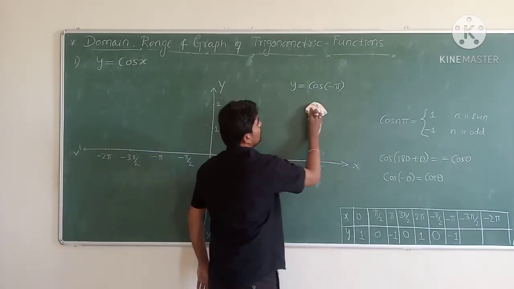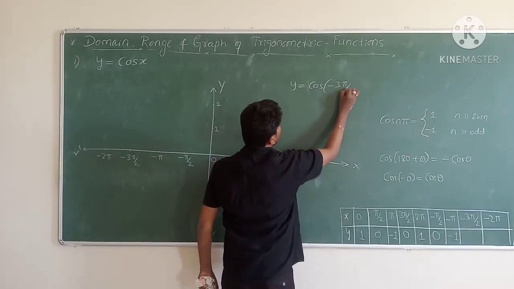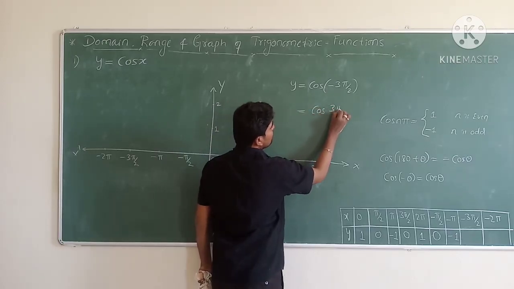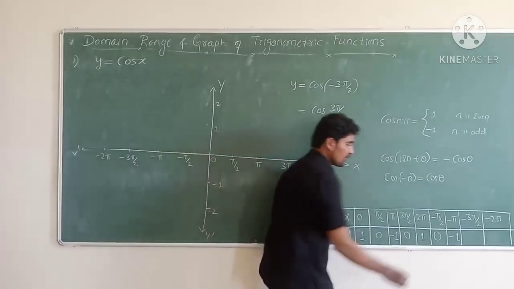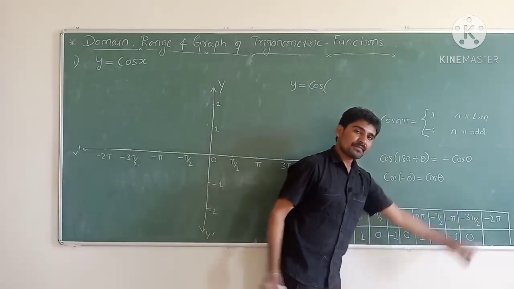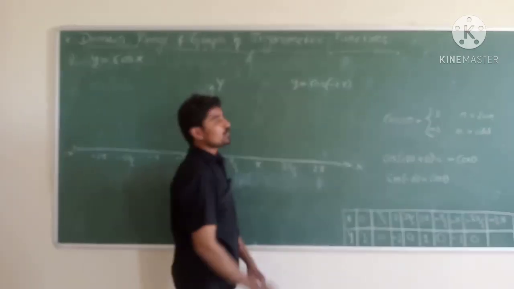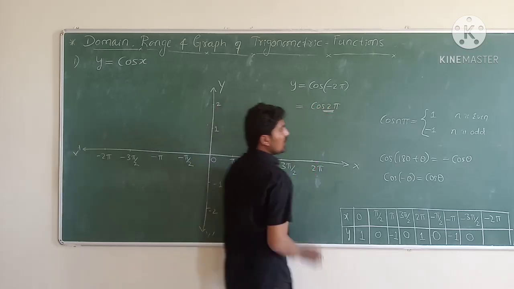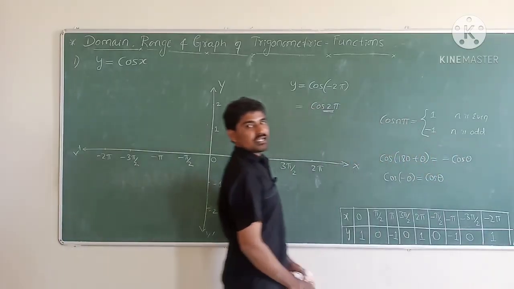And now, when x is equal to minus 3 pi by 2, y is equal to cos of minus 3 pi by 2, which is, as cos of minus theta is cos theta, cos of 3 pi by 2. Now the cos 3 pi by 2 value is 0. Next, when x is equal to minus 2 pi, the value of y is cos of minus 2 pi, which is cos 2 pi. So the cos 2 pi value is 1. Therefore, when x is equal to minus 2 pi, the value of y is 1.